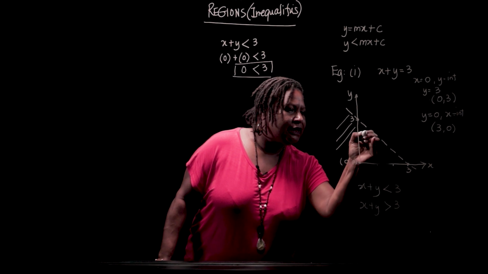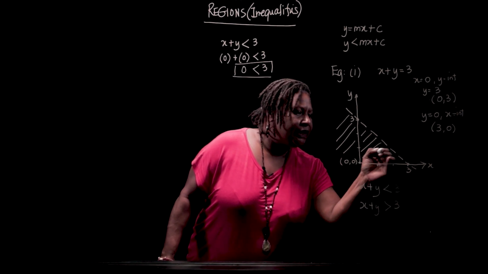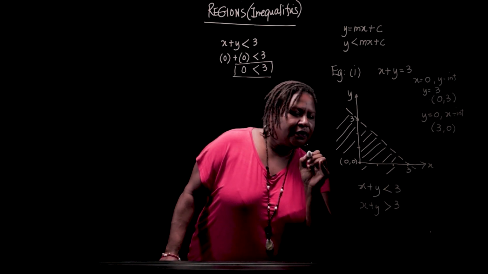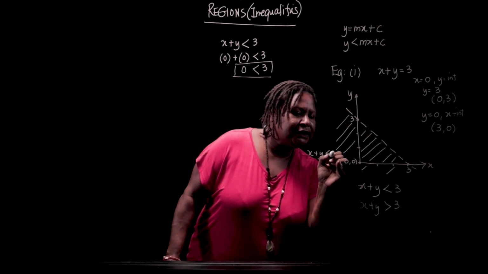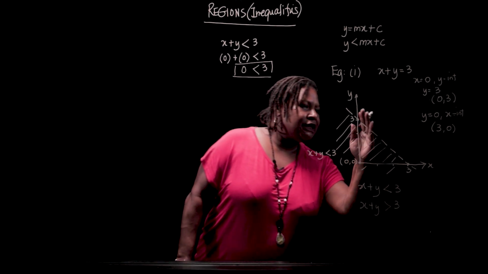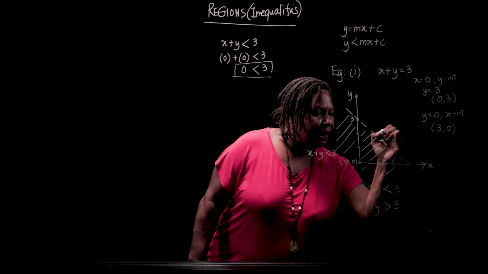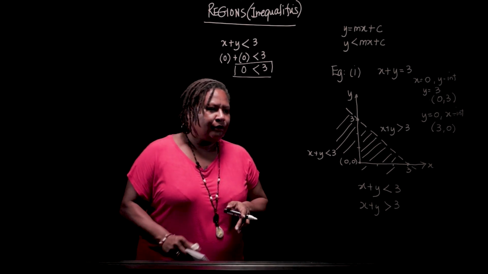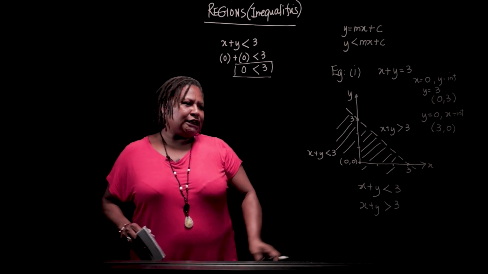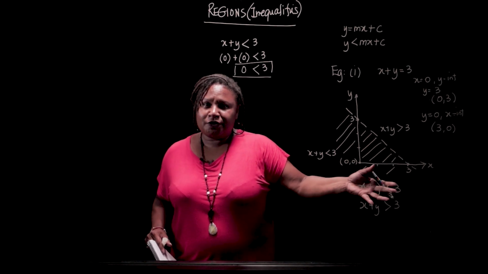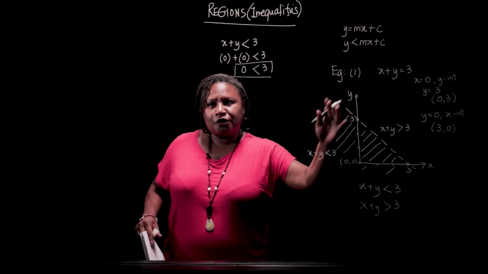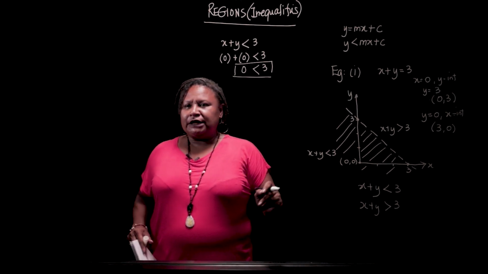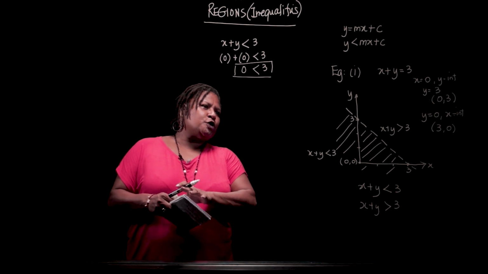So we can shade this region in. It is defined by x plus y less than 3, which means the region above the line would be x plus y greater than 3. So inequalities shown on a Cartesian plane are simply showing you the regions that will satisfy your inequality. We're going to use one more example.